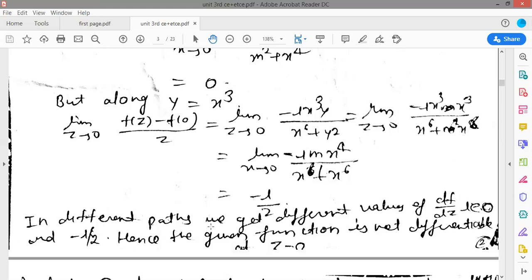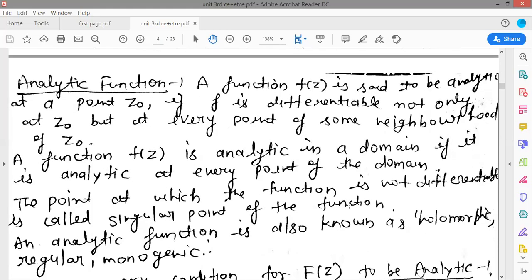In different paths we get different values of ∂f/∂z or df/dz. It means 0 and −i/2. Hence, the given function is not differentiable at z = 0. If the values are the same, then we can say this function is differentiable. But both values are different, so it is not differentiable.